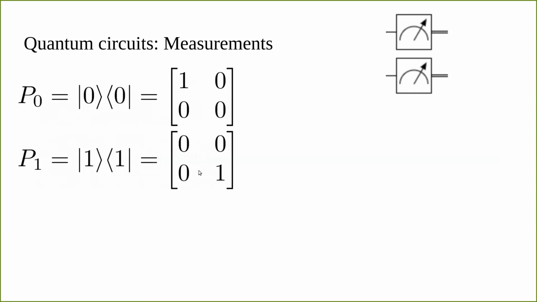So it's easy to see that these add together to give the identity, just 1, 1 along the diagonal. And you can also convince yourself that they are orthogonal. So this is indeed a set of projective measurements.